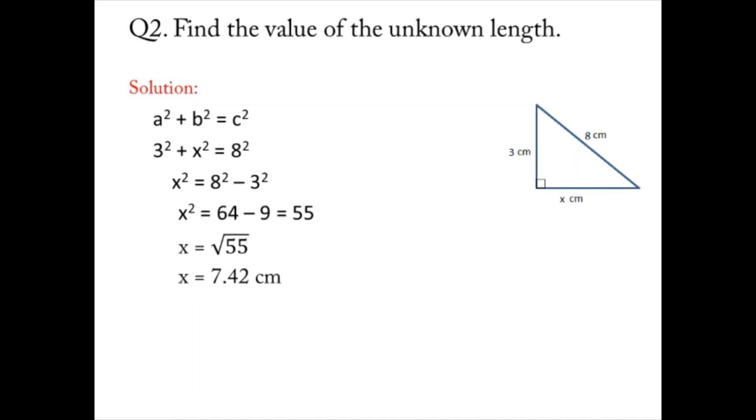And the formula is A square plus B square is equal to C square. We know A, we don't know B, and we know C also. So 3 square plus x square is equal to C square, which is 8 square.